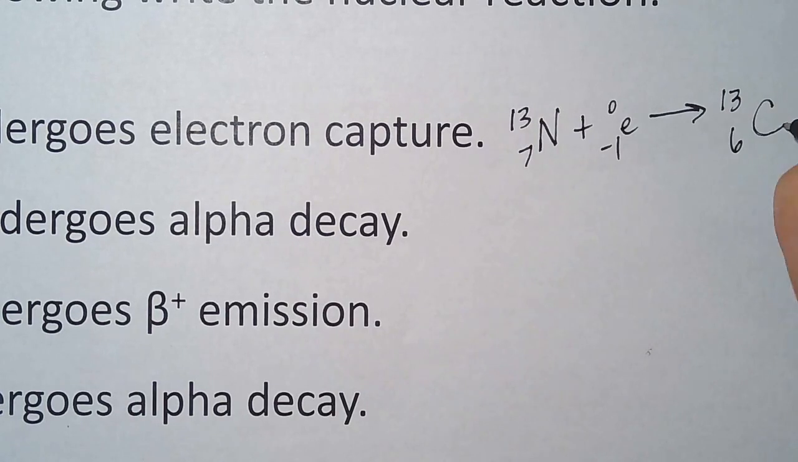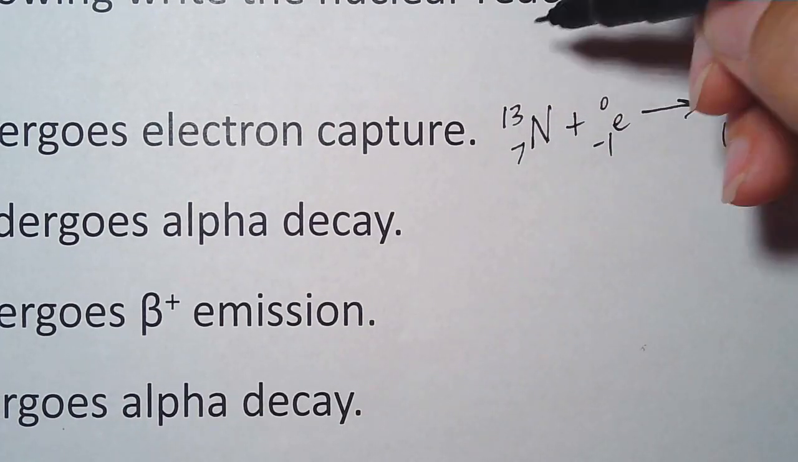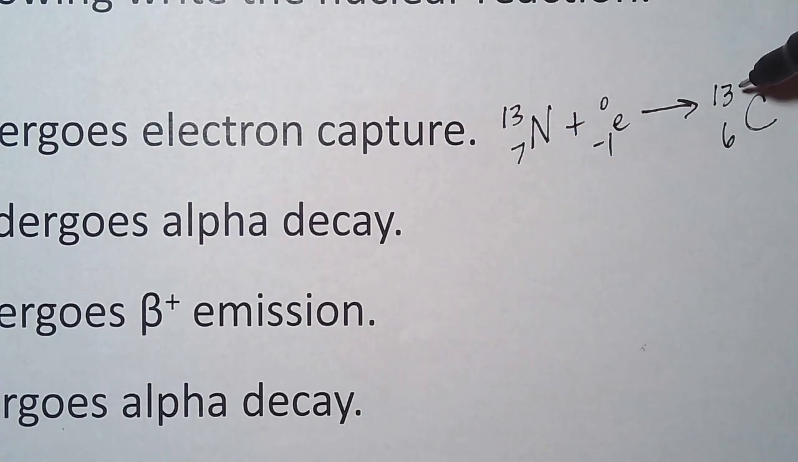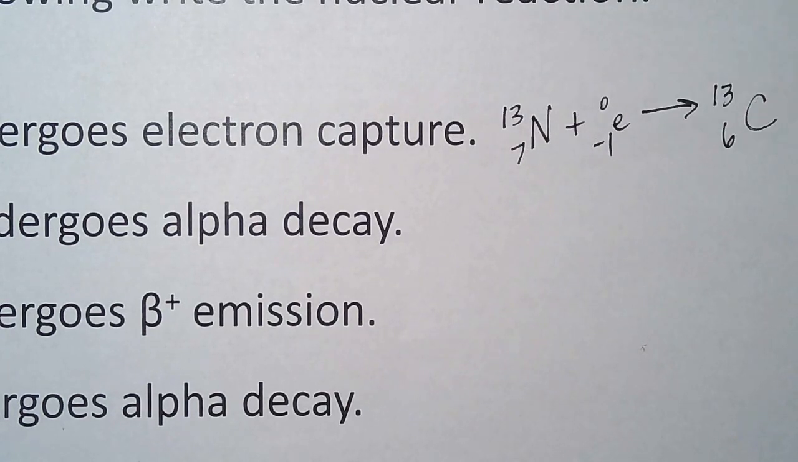Alright, so we have a top row of numbers: 13 plus 0, still 13. 7 plus -1 is 6. So carbon 13 would be the isotope that remains.